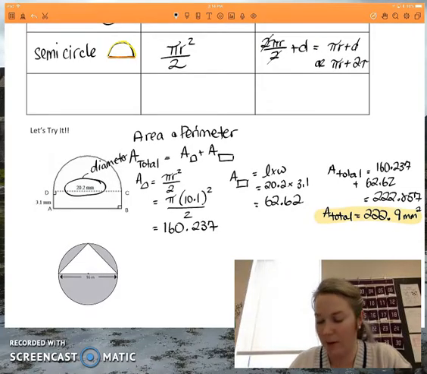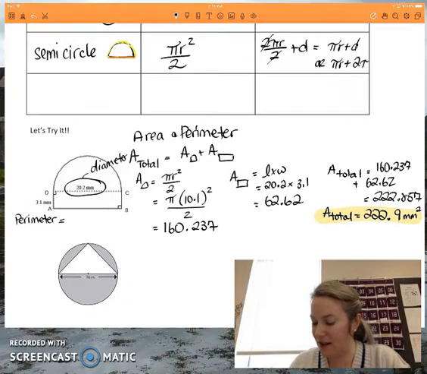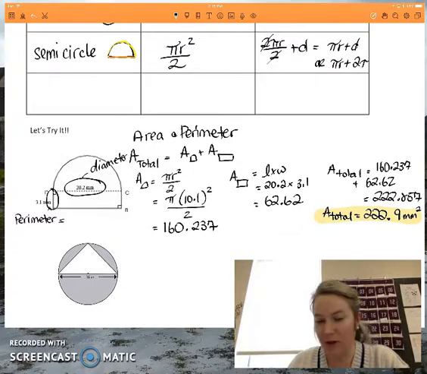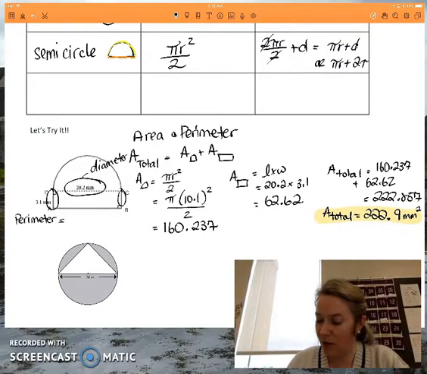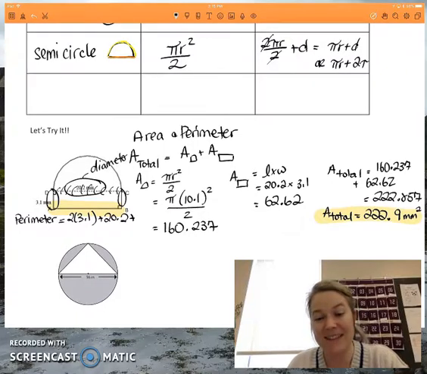Next, I have to do the perimeter. So let's look at the perimeter. And we're going to add these together. So I have a 3.1 over here and a 3.1 over here. So I have 2 times 3.1. I have a 20.2 here, but I do not have the 20.2 there. That's inside the shape. It's not actually an edge of anything. I don't need to add it in.